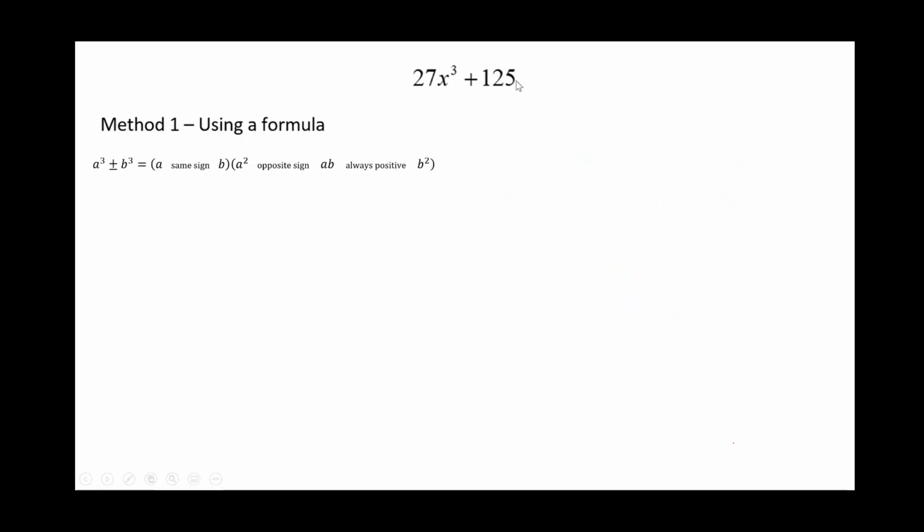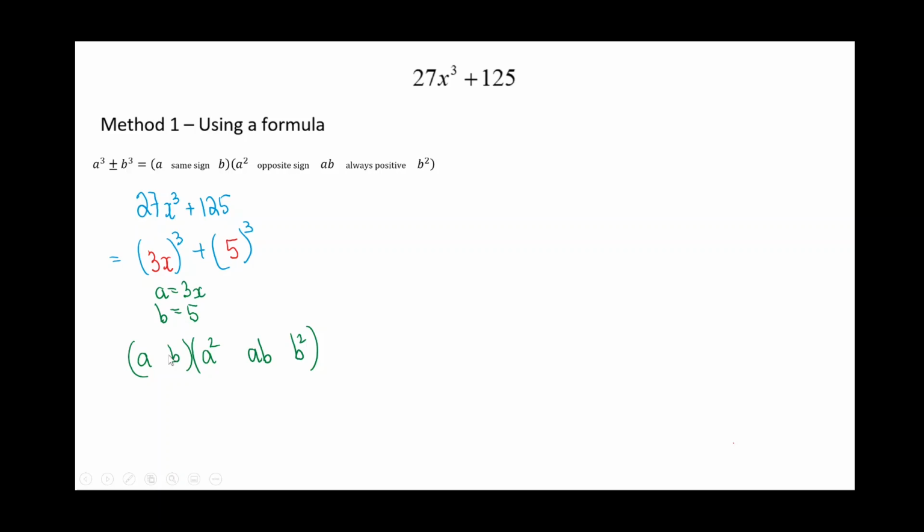So let's do this question. I'm going to use method 1, which is using a formula. And before you use the formula, we need to identify what is being cubed for each of these terms. So the first one is 3 times 3 times 3 is 27, and x times x times x is x cubed. And the second term is 5 times 5 times 5, which gives you 125. And so our little a is 3x, and little b is 5.